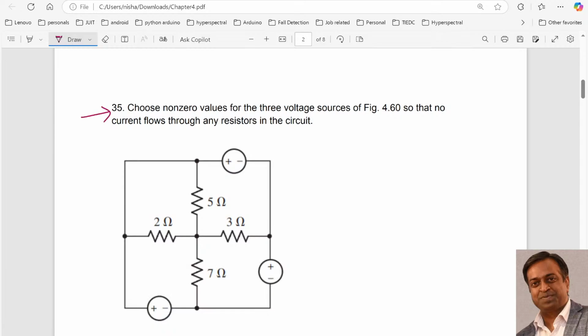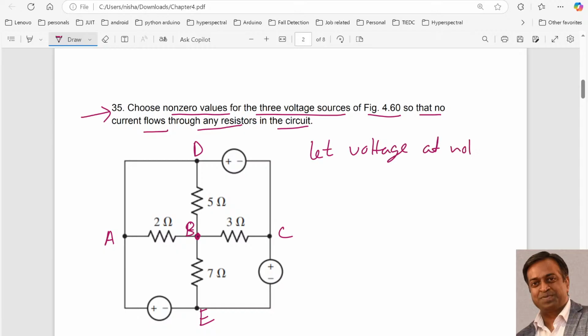Over here it is question number 35 of the book. So over here the question is that we need to choose non-zero values for the 3 voltage sources for this figure, so that no current flows through any resistors in the circuit. Right now over here, let me give the nodes with node numbers A, B, C, D and E.